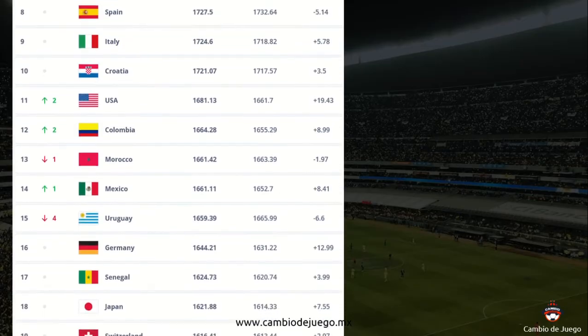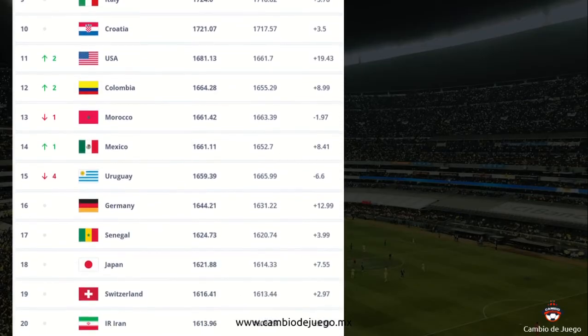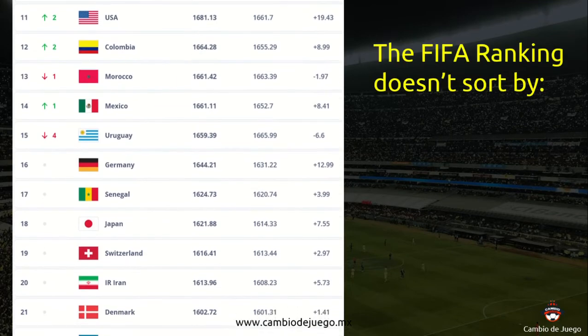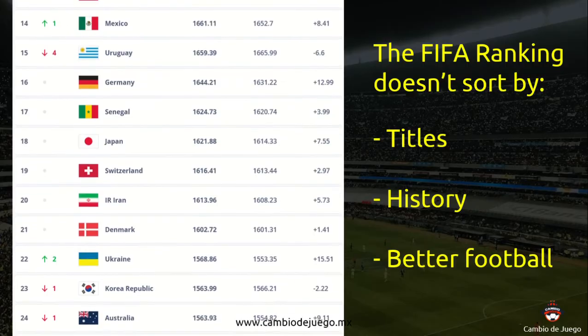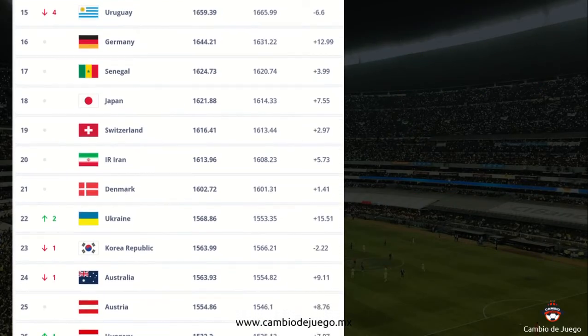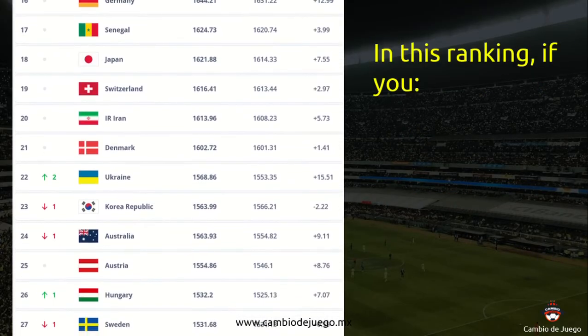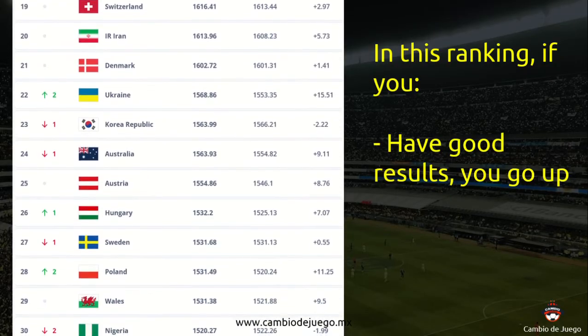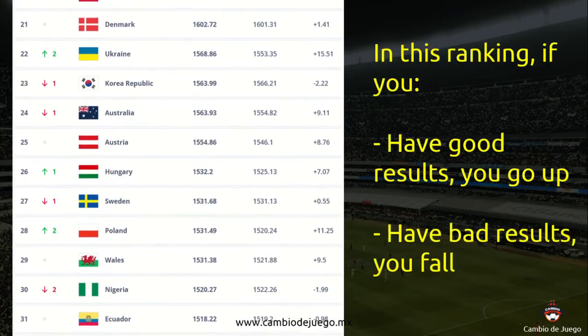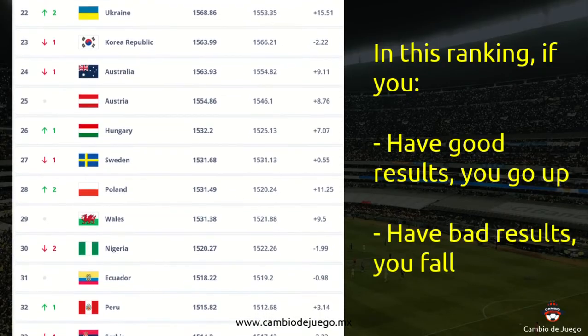But first, let's start by stating what the FIFA ranking is not. This table doesn't sort teams by titles, history, or who plays better or more attractively. This is a table of points with a simple premise. If you get good results match by match, you will go up. On the other hand, bad results will make you fall, no matter what your name is or how many stars you have on your badge.